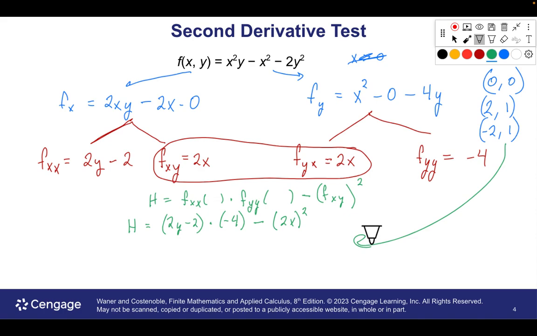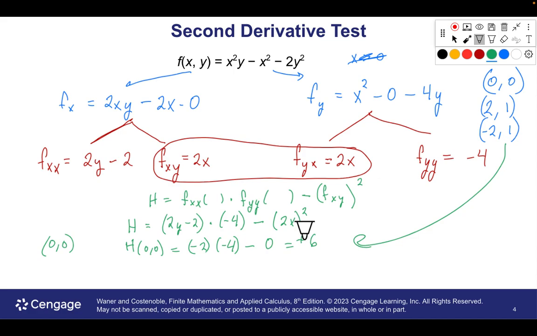Okay, so let's test out 0, 0. That's probably the easiest one to test, right? Both x and y are 0, so the Hessian, I'll do it this way. I don't know if this is their notation, but we'll make it up. Plug in 0 for y. 2 times 0 is 0, so we have minus 2 times minus 4, because there's nothing to plug in there. Plug in 0 for x. 0 times 2 is 0. 0 squared is 0, so minus 0. So this gives us a Hessian of negative 2 times negative 4. It gives us positive 8. And I'm going to emphasize that with a plus sign.